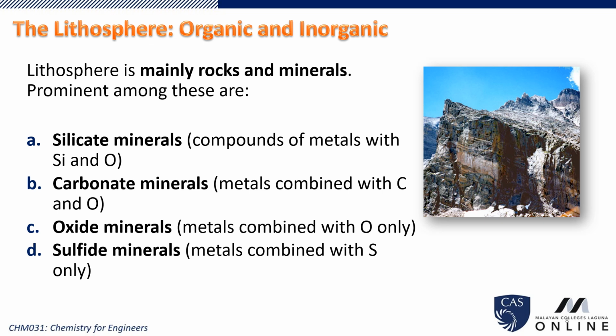For silicate minerals, those are compounds of metals with silicon and oxygen. For carbonate minerals, those are metals combined with carbon and oxygen. For oxide minerals, those are metals combined with oxygen only. And for sulfide minerals, those are metals combined with sulfur only.